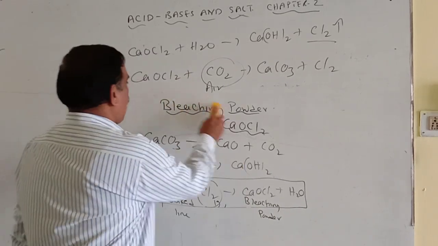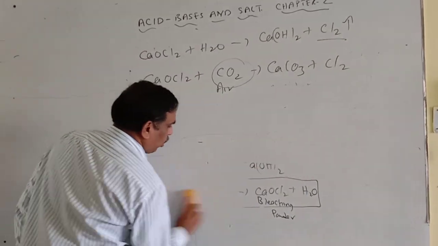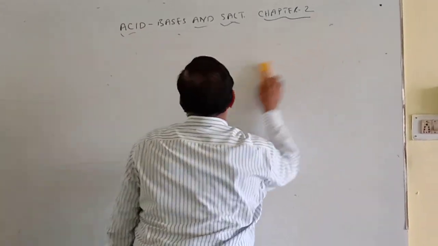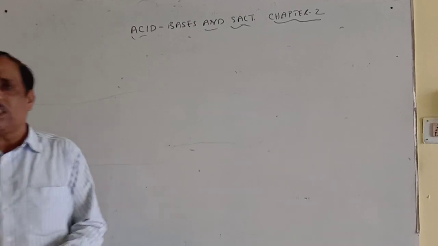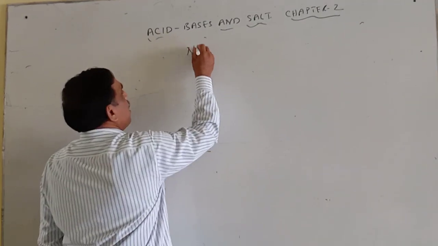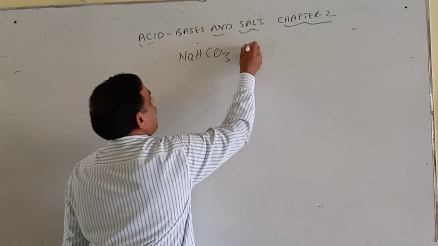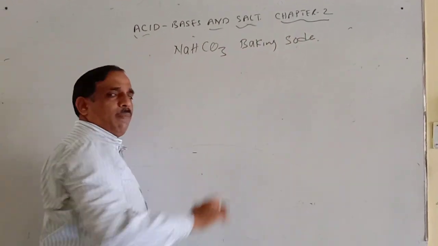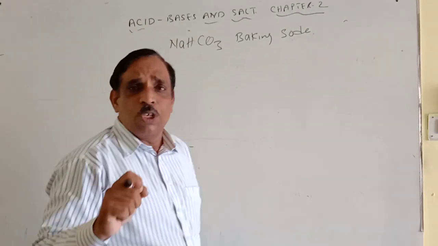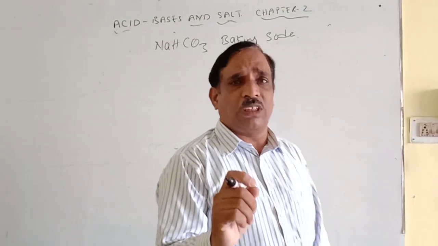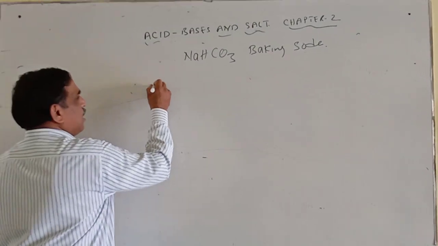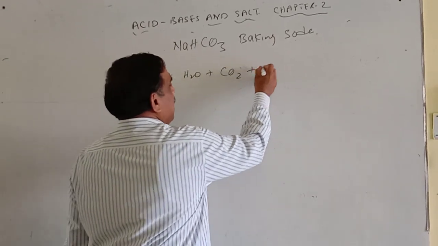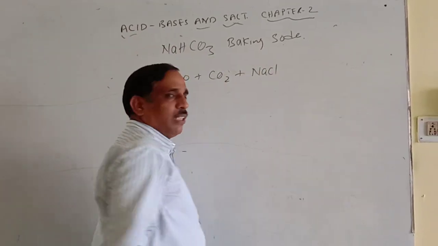Now we'll move on to the next topic, that is baking soda. Baking soda is slightly different from baking powder, and we are going to see what is different. First, baking soda is sodium hydrogen carbonate. It is prepared by the Solvay process. The reactants required are ammonia, water, carbon dioxide and NaCl, the common salt.